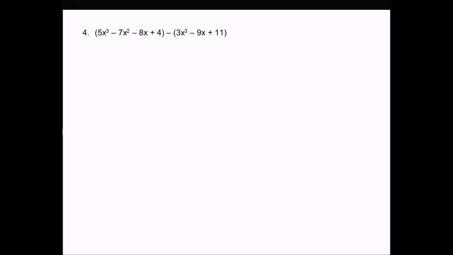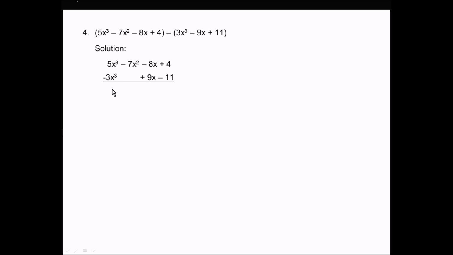Number 4. We've got 5x cubed minus 7x squared minus 8x plus 4. We're going to subtract from that 3x cubed minus 9x plus 11. Okay, again, this minus sign forces us to change all those signs right there. So that became minus 3x cubed, that became plus 9x, that became minus 11. I left a space for the missing x squared term. Now do what the signs say.